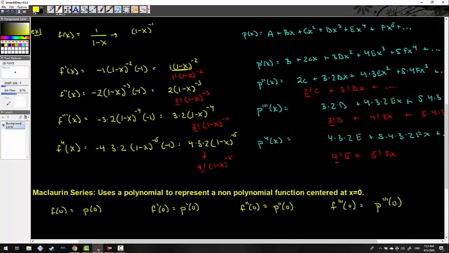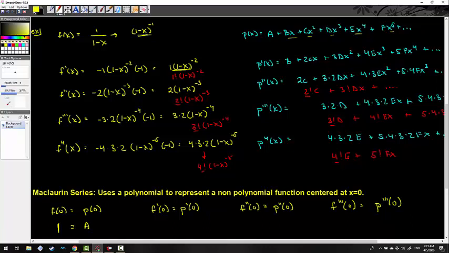What happens when I let x become 0? Well, remember, this is f of x right here, the original function. If I let x become 0, well, f of 0 is 1. And what is the corresponding value here on the p side? P of 0, well, all of these things with the x's are going to end up going away, and all I'm left with is a.